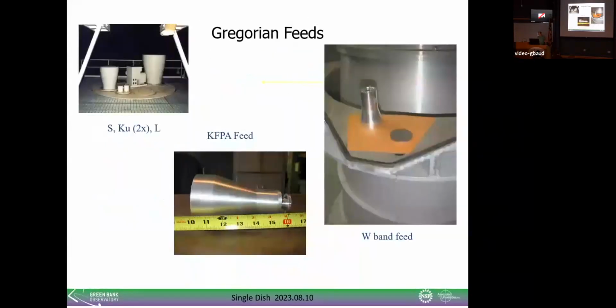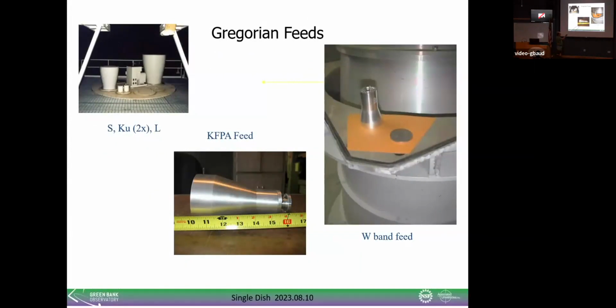So some of the other feeds are, as you see, all about the same. This KFPA feed, actually, you'll notice it doesn't have a linear taper. It's actually a profile design, and that was sort of a compromise. They're not quite as efficient as a linear taper feed, but we made a focal plane array out of them, so we wanted a smaller footprint to be able to pack the feeds closer together.